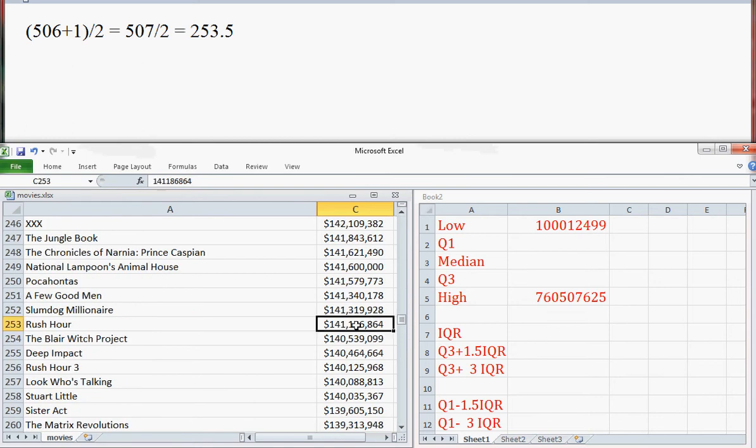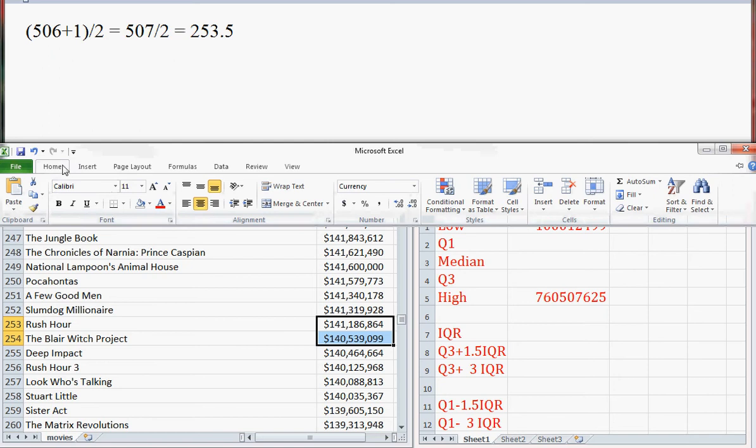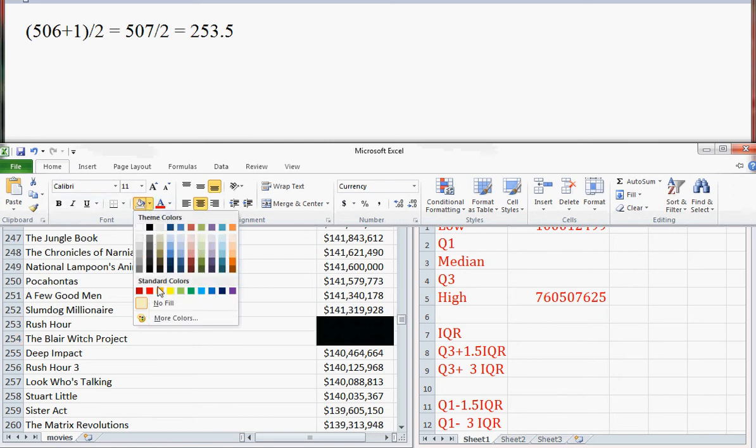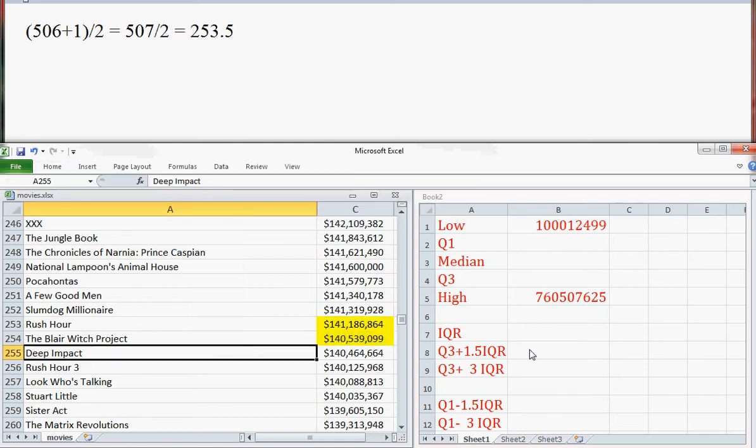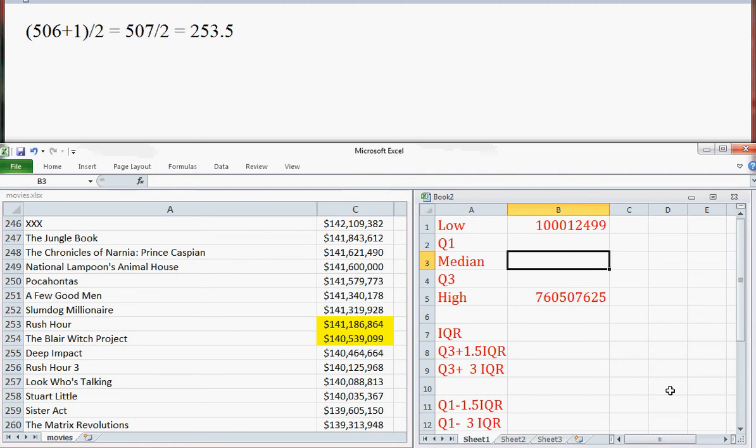and that will be the median for this large data set. Well, we see here those are the numbers that I'll need to form the median: Rush Hour and the Blair Witch Project. So to find the median, I need to take the average of 141,186,864 and 140,539,099.